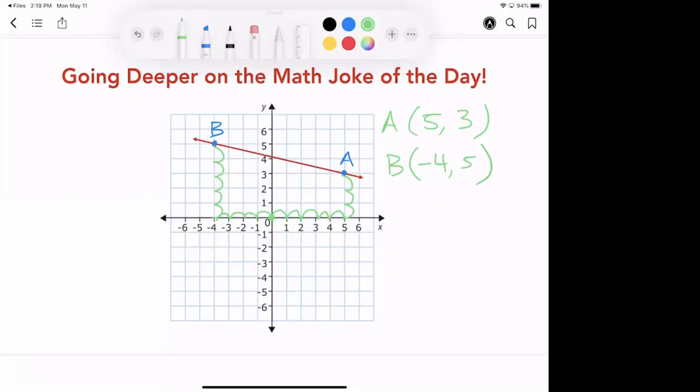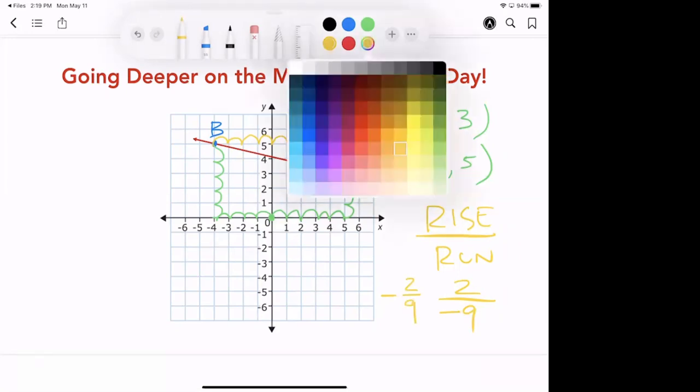Now let's do our slope. I'm going to switch over to yellow. And remember, our slope is our rise over our run. So if I started with A, our rise would be 1, 2, and our run would be 1, 2, 3, 4, 5, 6, 7, 8, 9 to the left. So -9. And remember, we talked about this, you can write that as just -2/9. If you went the other way, if you started with B, that's fine too.